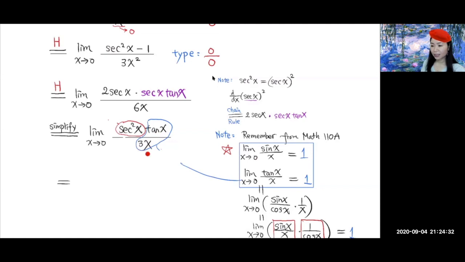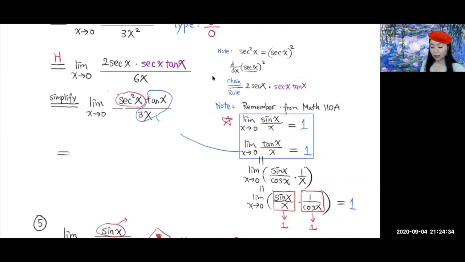Now, what happens when x approaches 0? Secant x is going to approach 1, so it goes to 1. What about tangent x over 3x? What happens to this quotient? As you recall from Math 110a, the limit of tangent x over x is equal to 1. So this tangent x over 3x is going to go to 1/3. So this whole limit here is going to be equal to 1/3.